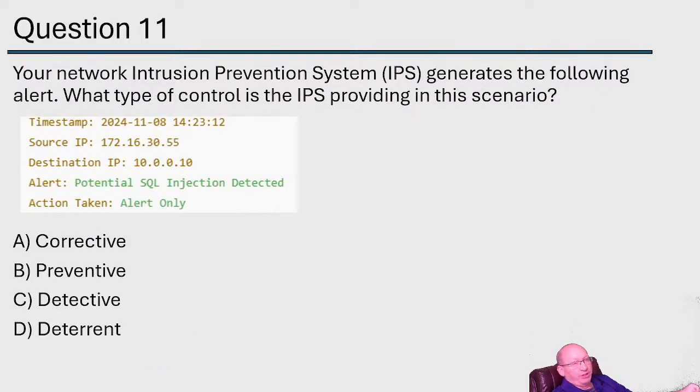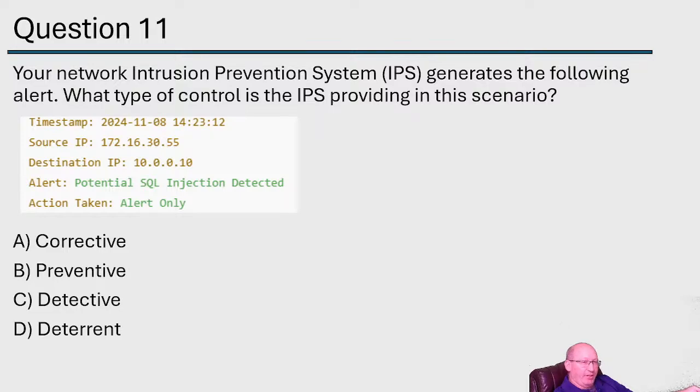Your intrusion prevention system generates the following alert. What type of control is the IPS providing in this scenario? We see a timestamp, a source IP, a destination, an alert, potential SQL injection detection, and action taken: alert only. What kind of control is being done on this one? What do you think for question number 11? You're probably thinking to yourself, oh, okay, I got this one. Do you though? All right, give me another 5 seconds to answer this one.